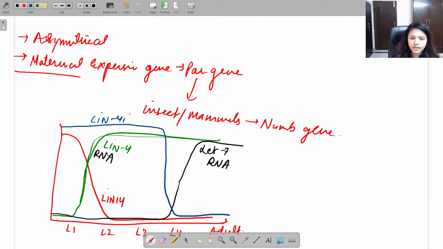So these are the basic general points related to C. elegans. We will learn a case study of development of C. elegans in the next video.